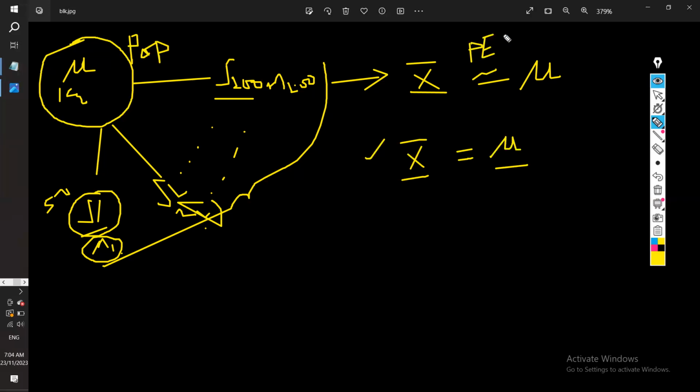It is not an exact value. It's just a point estimate. That means, for example, if mu is equal to 50, x bar will be somewhere around that. It will be very close, but somewhere like 49 or 51 or 48, something like that. Almost equal to mu. Good till this point?